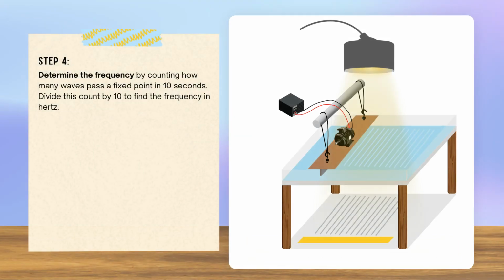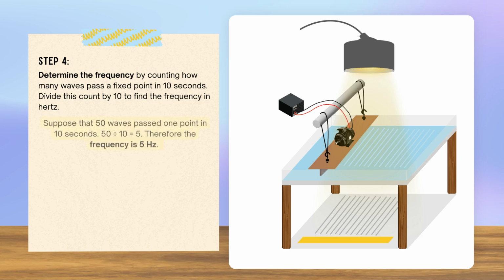Next, to determine the frequency, we can count how many waves pass a fixed point in 10 seconds. Divide this count by 10 to find the frequency in hertz. For example, suppose that 50 waves passed 1 point in 10 seconds. 50 divided by 10 equals 5. Therefore, the frequency is 5 Hz.